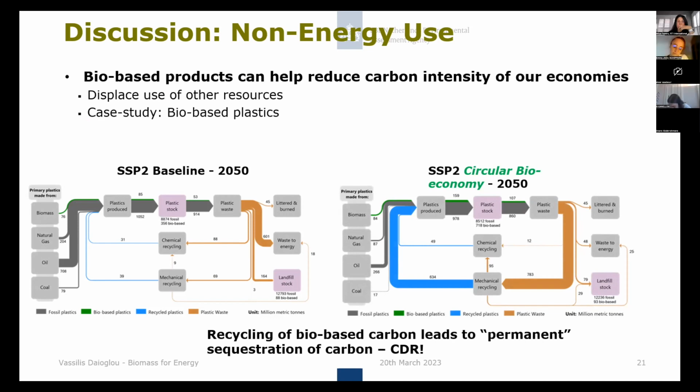And in principle, this is a form of carbon capture and usage, or carbon capture and sequestration, as long as in the long term, this carbon isn't emitted by waste to energy or open burning. So we do see that this may play an important role, especially if you expand it to other materials, such as, for instance, construction and things like that. So all of a sudden, you see biomass playing an important role rather than bioenergy and biofuels.